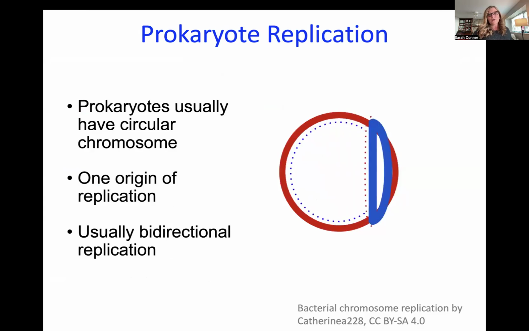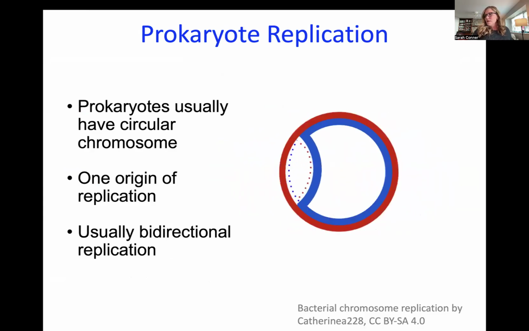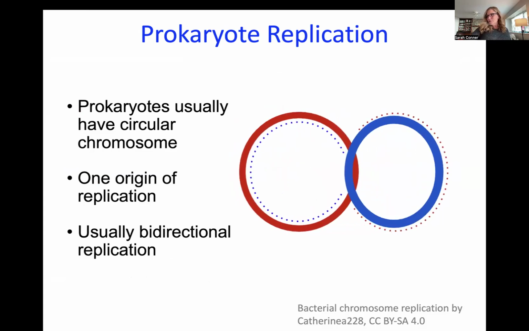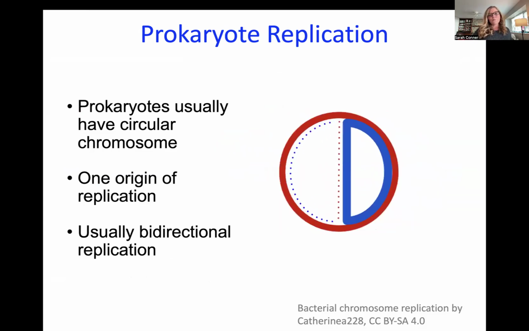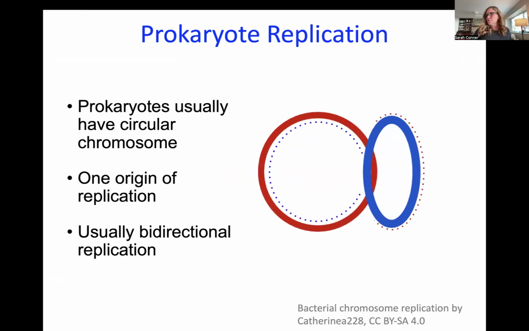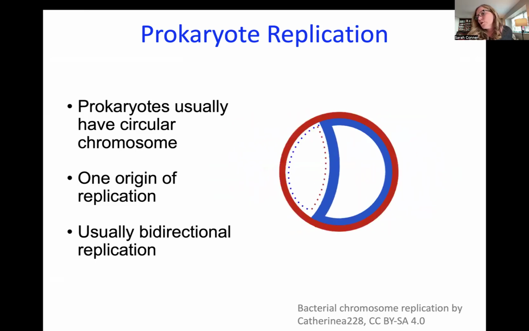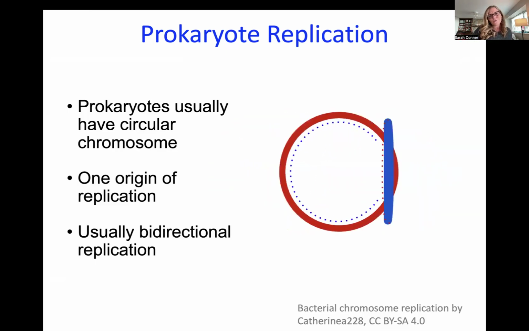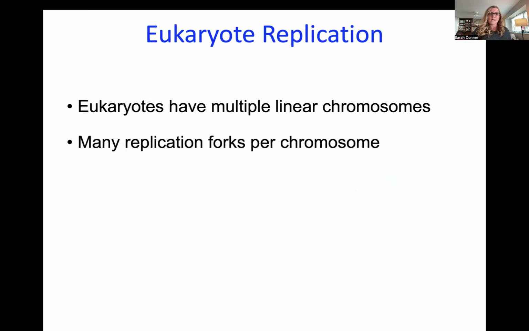When we're looking at prokaryotic replication, there's two different ways to do this. This is the theta type replication. It's not the only mechanism for prokaryotic replication, but it is used, and most of the time we're using bidirectional replication. Usually that's what that is. If we're looking at eukaryotic replication, we have multiple linear chromosomes, so we're using that replication fork per chromosome.